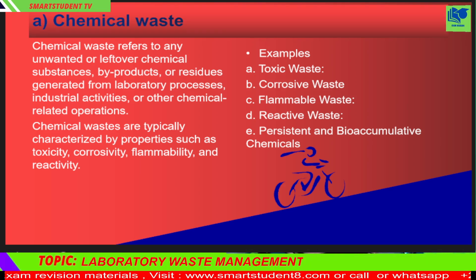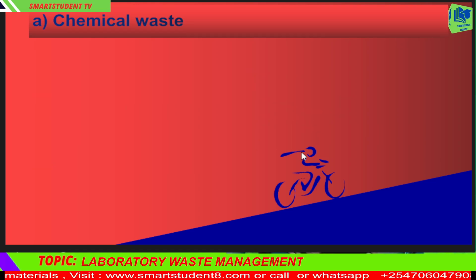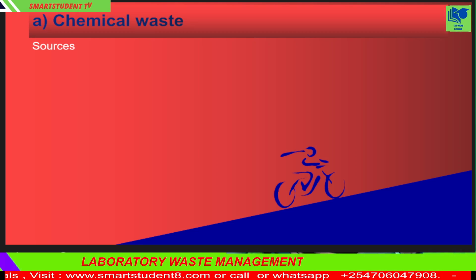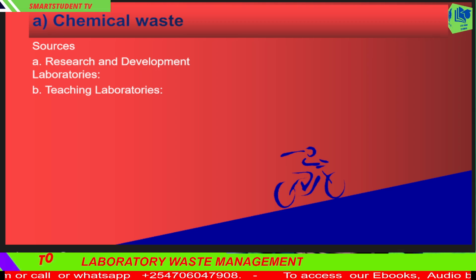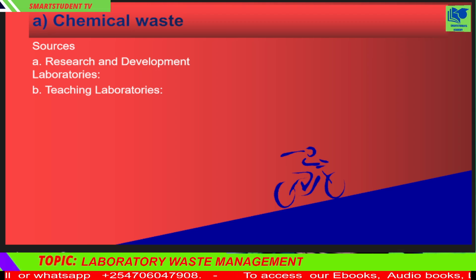3. Sources of chemical waste. Chemical waste in laboratories originates from various sources, including A. Research and development laboratories, experimental chemical processes, reagent preparation, and sample analysis. B. Teaching laboratories, practical exercises, demonstrations, and experiments.